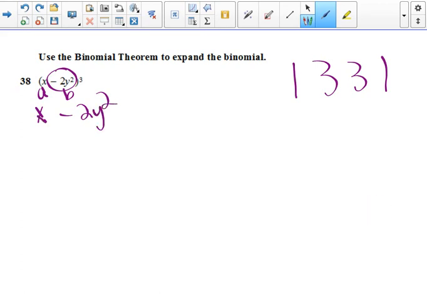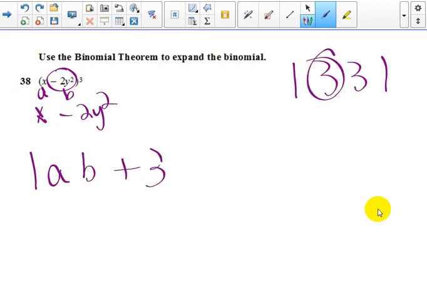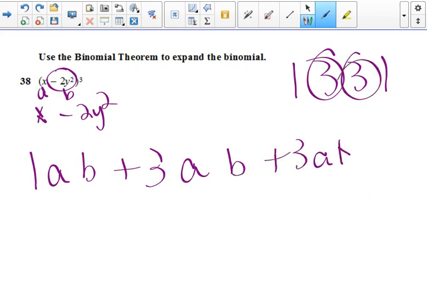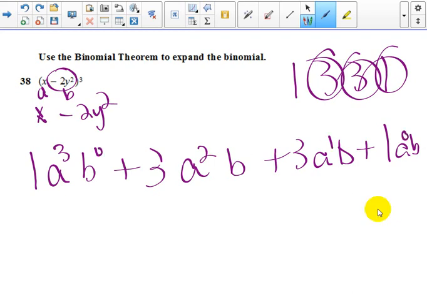-2y squared. So we know it's going to start with 1ab, plus 3ab plus 3ab plus 1ab. Now let's number everything. Remember, the a's start with the highest power, 3, and they whittle their way down to 0: 3, 2, 1, 0. And our b's start at 0 and work their way up. Now let's get rid of our b to the 0 and a to the 0, because that's just 1.